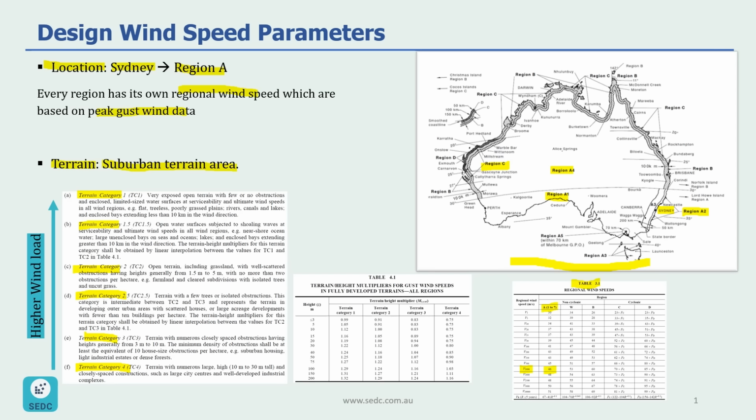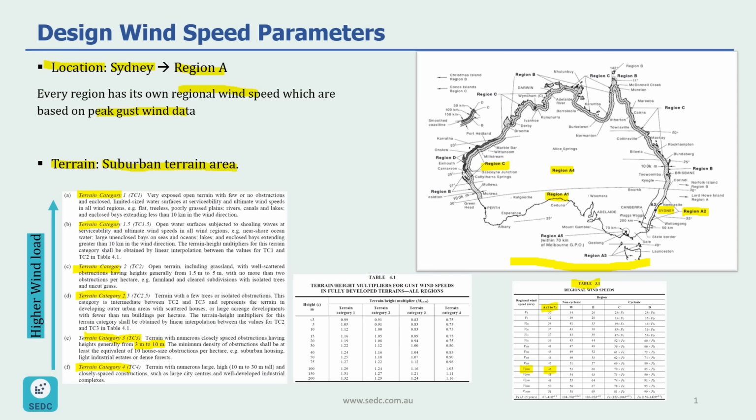So I read this description and I have decided that my terrain category is terrain category 3, because as per the description it says terrain with numerous closely spaced obstructions having height generally from 3 to 10 meters. The minimum density of obstruction shall be at least equivalent of 10 house-sized obstructions per hectare, e.g. suburban housing, light industrial estates, or dense forest.